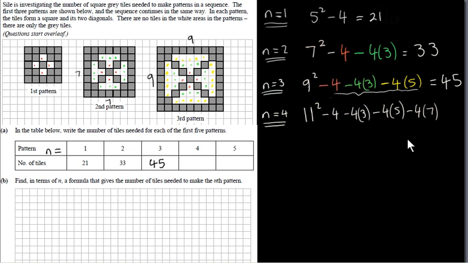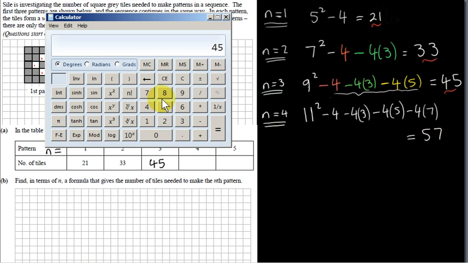Okay, now if we calculate this, I think we should get 45 plus 12, because it looks like we're getting an arithmetic sequence here: 21, 33, 45. An arithmetic sequence whose difference is 12. 12 plus 21 is 33. 33 plus 12 is 45. 45 plus 12 is 57. Let's just check that. We have 11 squared minus 4 minus 4 threes are 12 minus 4 fives are 20 minus 4 sevens are 28. Yeah.